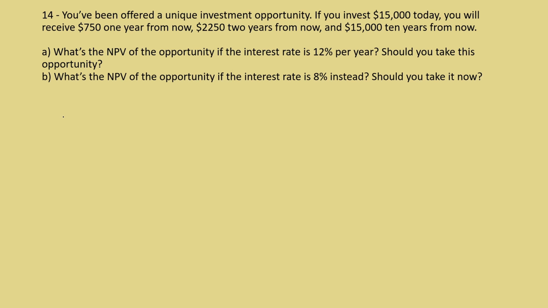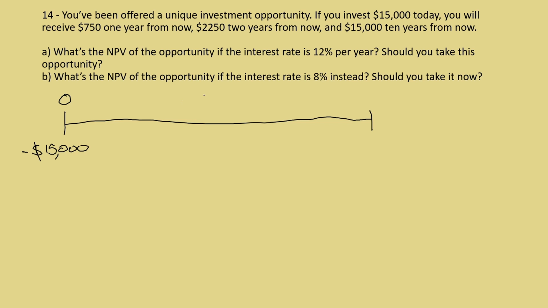First thing to always do is to draw the timeline, as this will help you answer the question correctly. Now, first it says if you invest $15,000 today, okay? Now remember, today is period 0, always. And then here it says you invest $15,000, okay? So this would be your cost. So in this case, we can write this as minus 15,000.